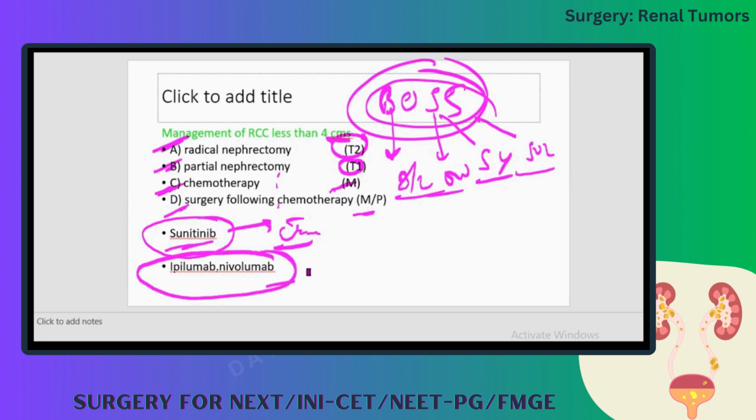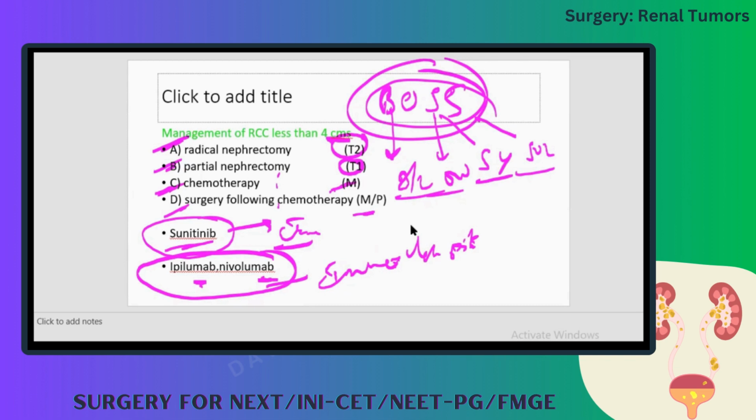And nowadays, these drugs are coming up: ipilimumab and nivolumab. These are immune checkpoint inhibitors. What are these drugs? Which group? Monoclonal antibodies. Very good. So remember these 3 things: sunitinib, ipilimumab, nivolumab. Okay, this completes RCC. So what is the most common type of RCC? Clear cell carcinoma.